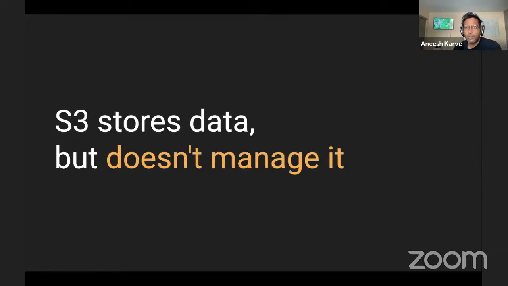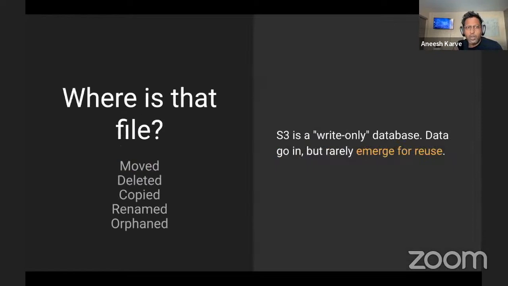And the first challenge that we find in getting to FAIR is that S3 stores data, but it doesn't really manage it. You can't even sort files sometimes in the S3 console. There isn't really a built-in search facility. So S3 is certainly lacking quite a bit of convenience.